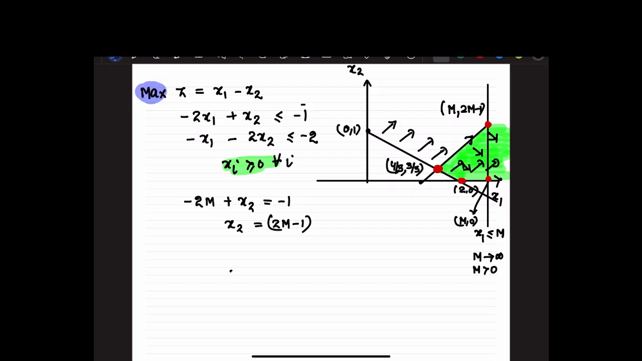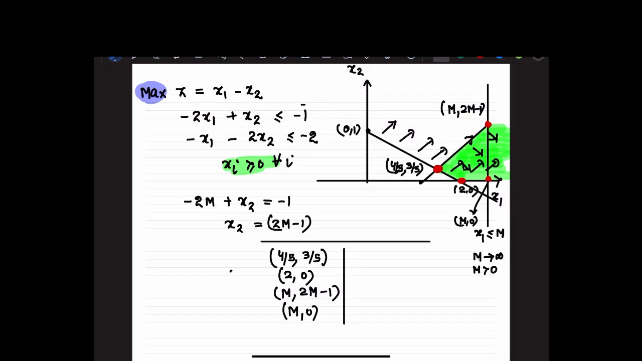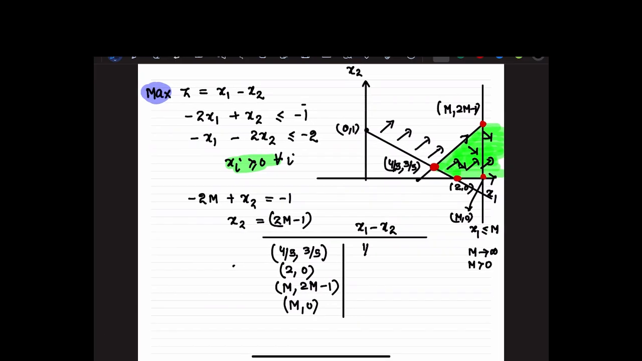So I have 4 corners and the coordinates are: the first corner is say 4 by 5 comma 3 by 5. The next is 2 comma 0. The next is M comma 2M minus 1. The next is M comma 0. So now I evaluate my objective at these 4 corners. The objective is x1 minus x2 and I'm trying to maximize. So 4 by 5 minus 3 by 5 is 1 by 5. 2 comma 0 रखते हैं तो आंसर आएगा 2.